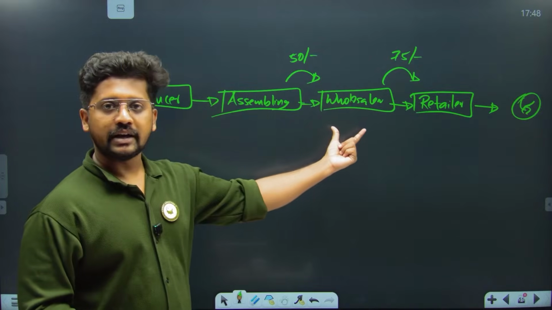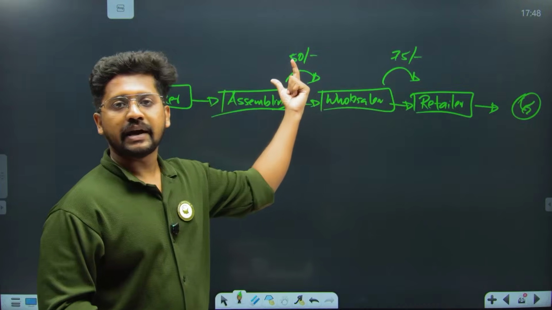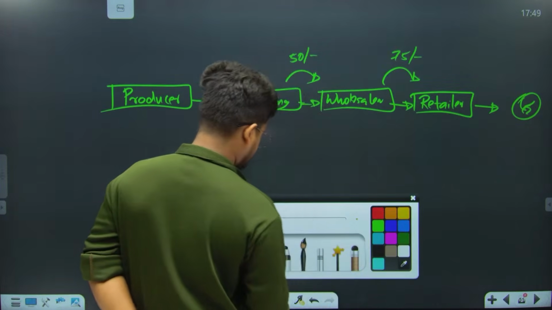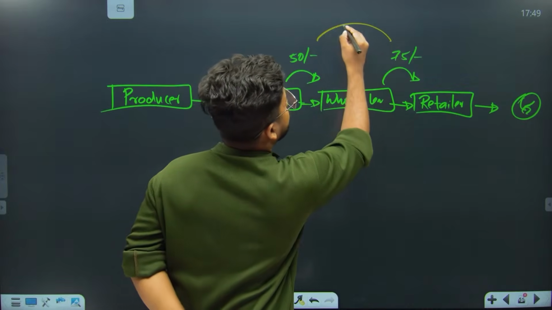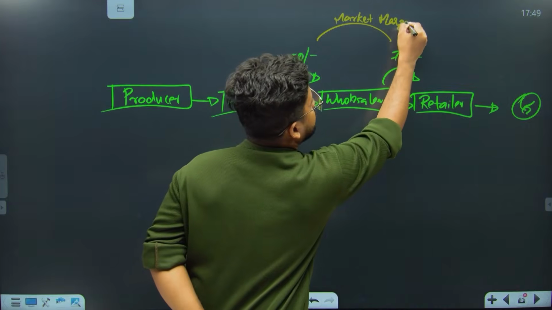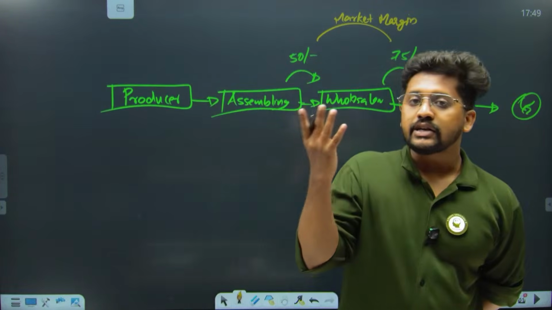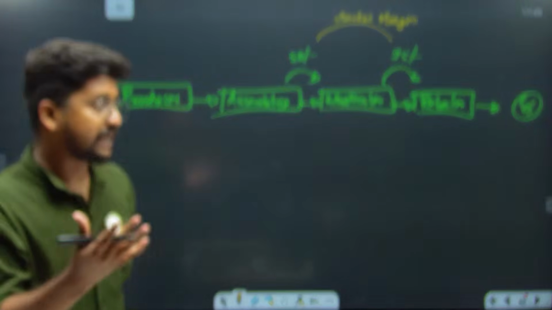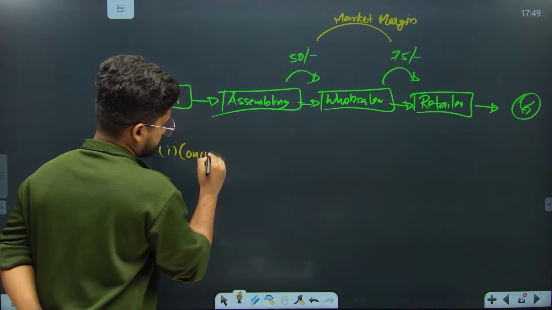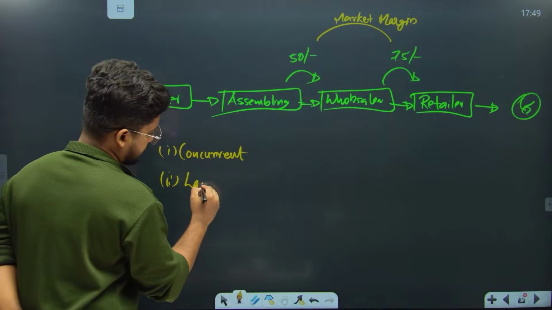So for a particular intermediary, what is actually the difference between the selling price as well as the buying price? This is none other than your market margin. Okay, so this market margin is actually of two types. You can see two major types of market margin. First one is concurrent margin. Second one is lagged margin.